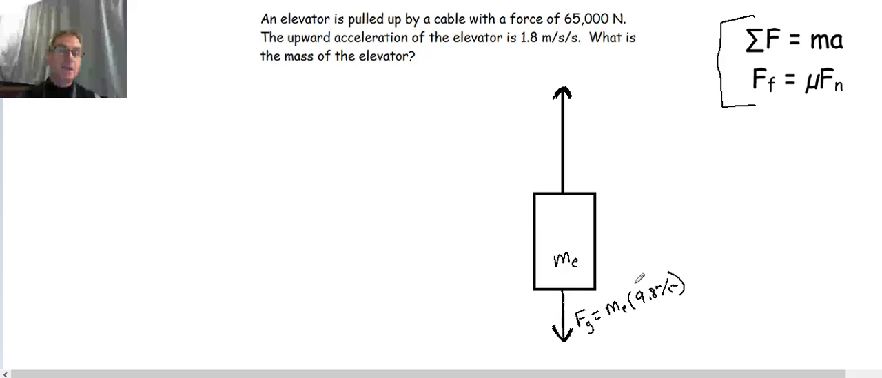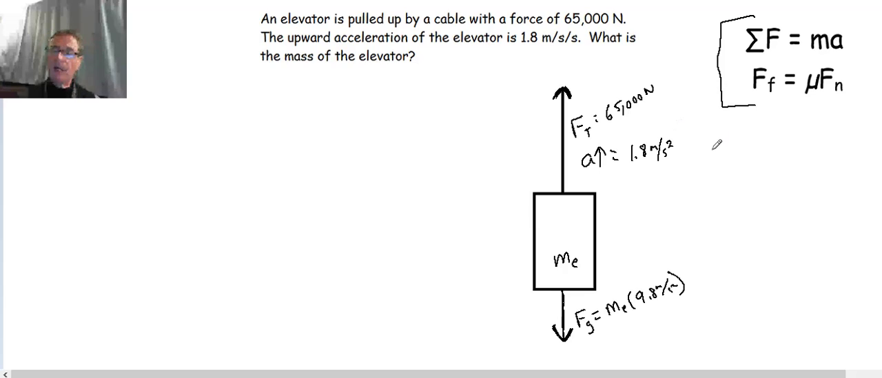All right, so the elevator is being pulled up by a cable with a force of 65,000 newtons. So we have a force due to tension up here that's 65,000 newtons. And it also states that the acceleration is in the upward direction, and that is equal to 1.8 meters per second squared. All right, and those are all the numbers that we have. So what can we do now? Well, we've identified all the forces. We've identified the acceleration on our elevator. Let's write an equation.